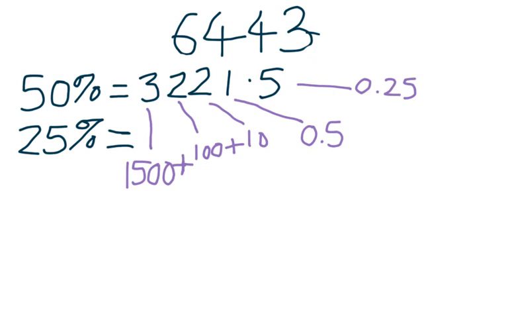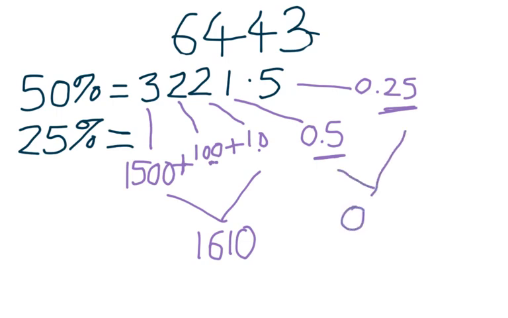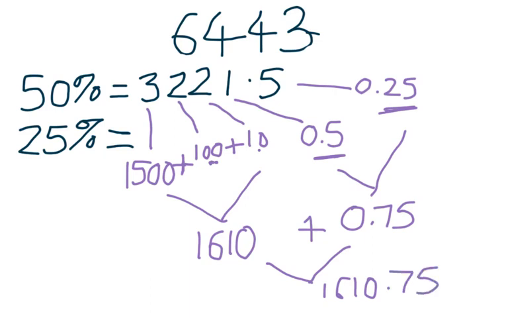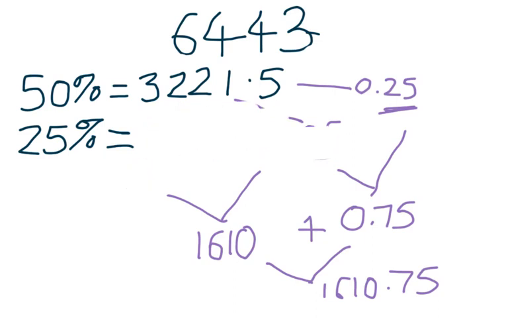So these three, the first three are easy. So we've got 1,610. Now I've got to add the decimals. Well, this is a half and this is a quarter. Added together, that makes 3/4. And I know that 3/4 is 0.75. So if we add those together, we get 1,610.75. I'm just going to write that up here before I forget.